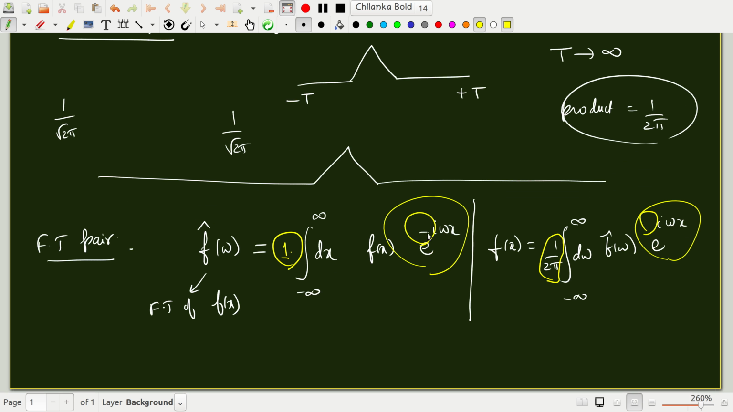If it is e to the minus i here, it will be e to the plus i here. So these are the two flexibilities you have in the definition of the Fourier transform.